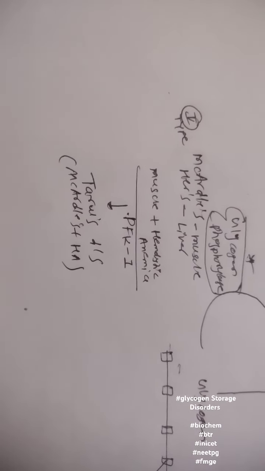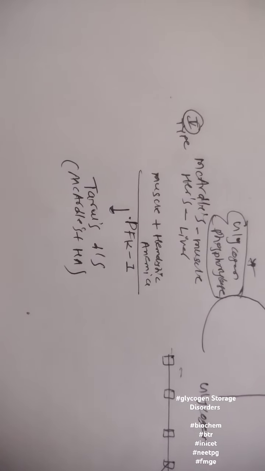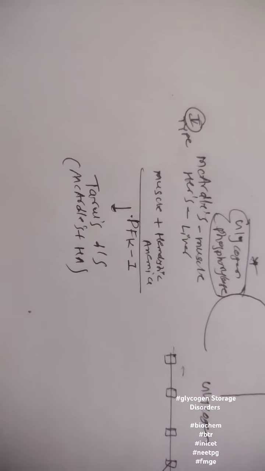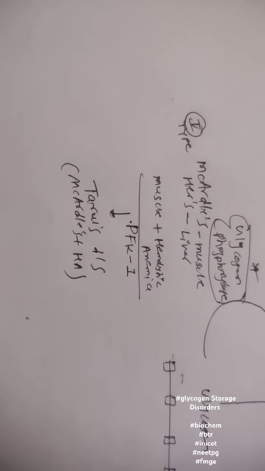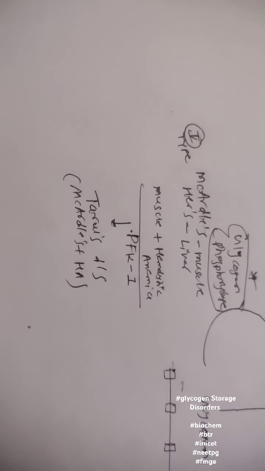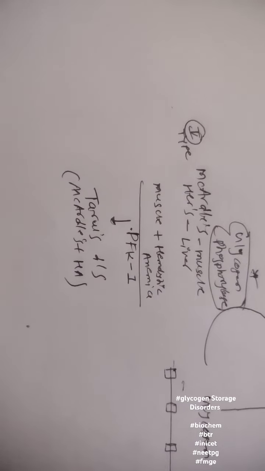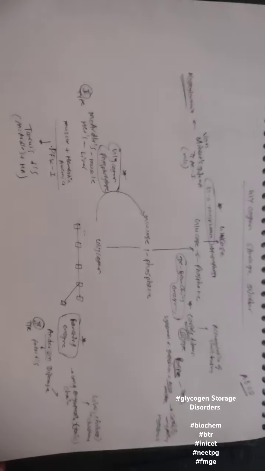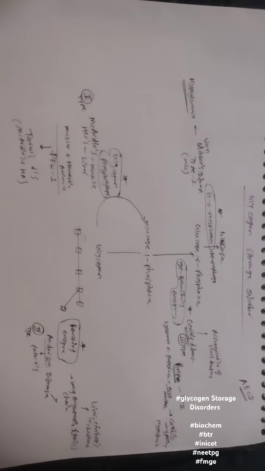So when we do exercise, we do not get glucose from glycogen, so muscle exercise intolerance is seen in McArdle's disease. When we see McArdle's disease with hemolytic anemia, we call it Tarui disease. So these are our 5 to 6 types of glycogen storage disorders.